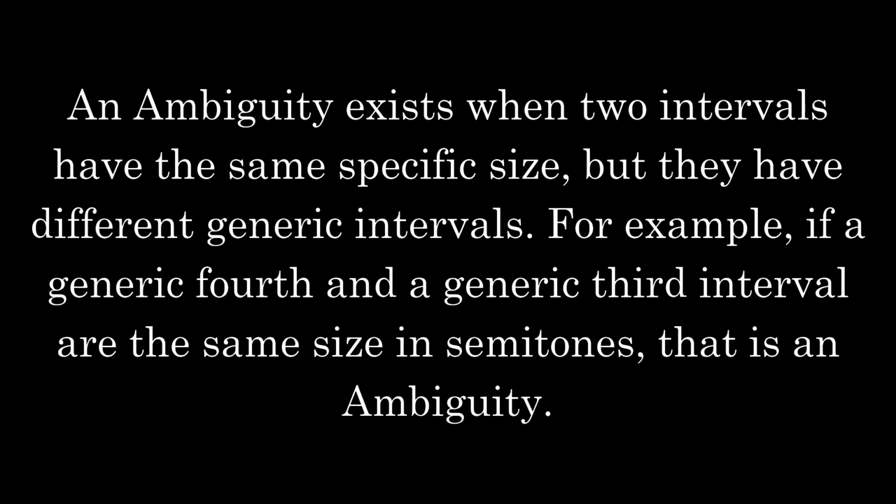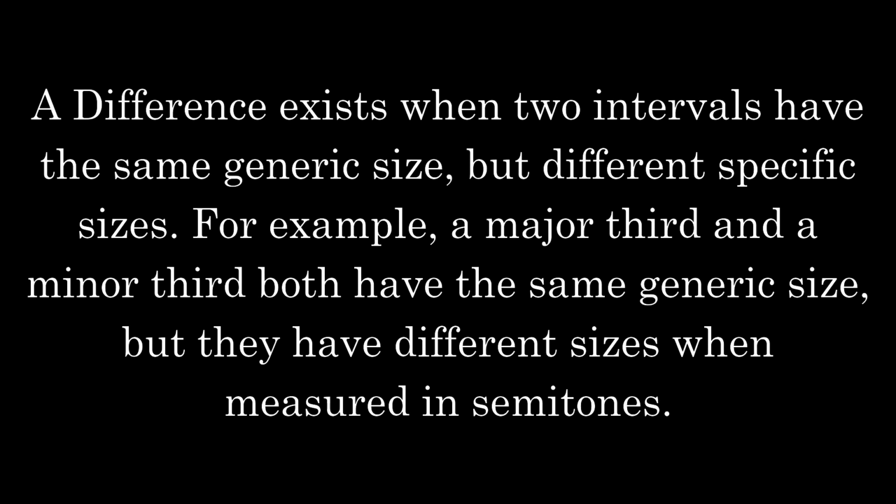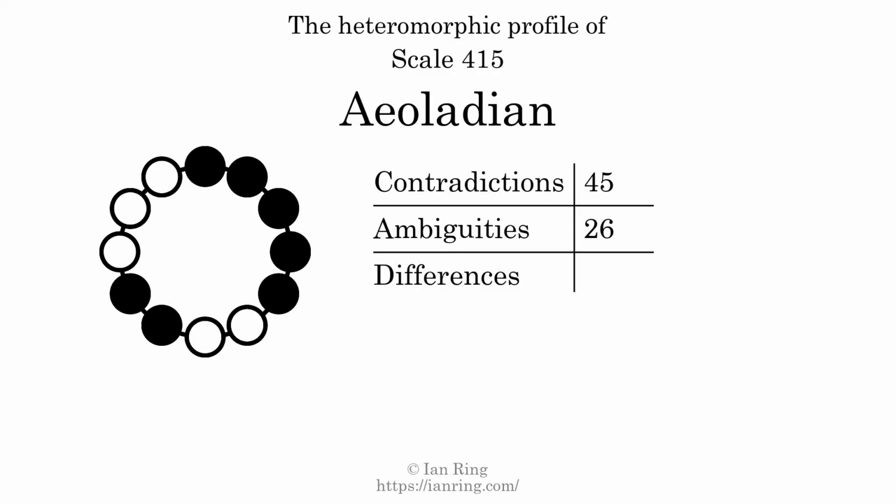An ambiguity exists when 2 intervals have the same specific size, but they have different generic intervals. For example, if a generic fourth and a generic third interval are the same size in semitones, that is an ambiguity. The number of ambiguities in this scale is 26. A difference exists when 2 intervals have the same generic size, but different specific sizes. For example, a major third and a minor third both have the same generic size, but they have different sizes when measured in semitones. The number of differences in this scale is 90.